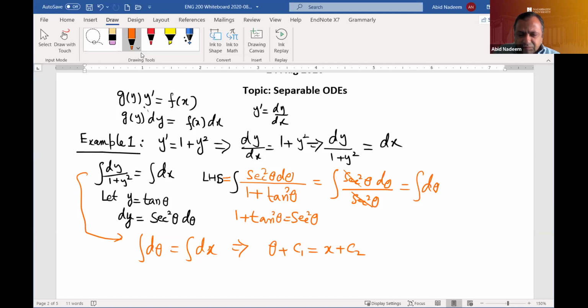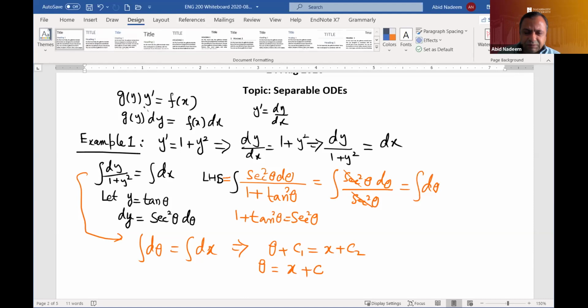Here, in fact, we can see that there are two constants. If I subtract this constant from this constant, that will be another constant. So simply speaking, theta is equal to x plus some constant. This is the solution in terms of theta, but now we can input back the value of theta.